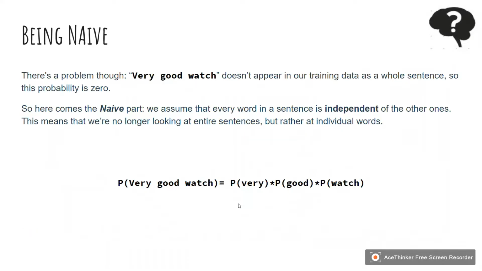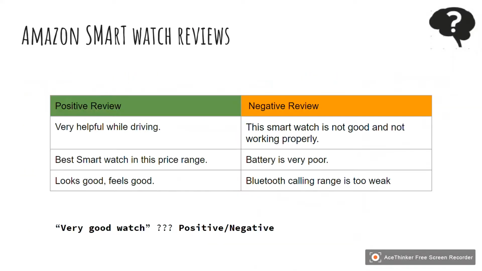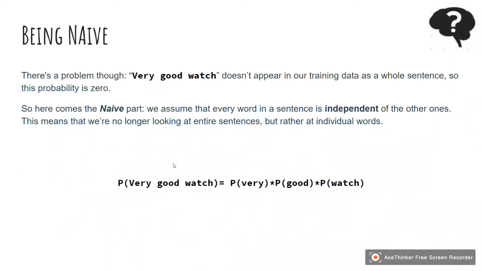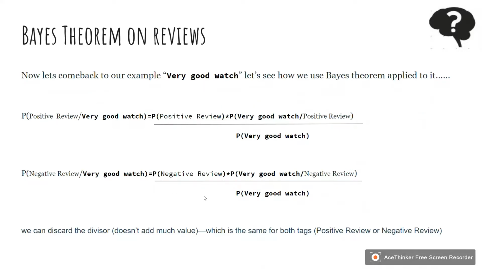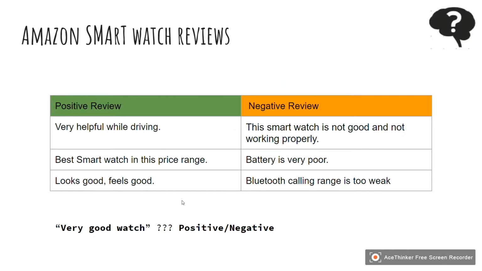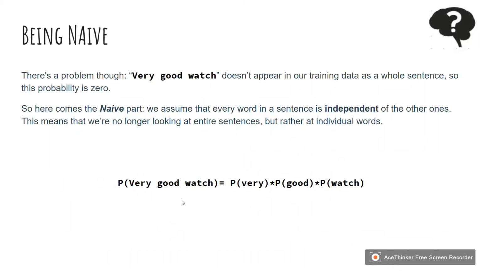Now there is a problem. We don't have any row where we have "very good watch" as a sentence. If you look at this data, there is no sentence that says "very good watch" in either the positive reviews or the negative reviews. So if you go with the probability, it will be 0, because there is no such whole sentence in the data. That's where naive comes into the picture.